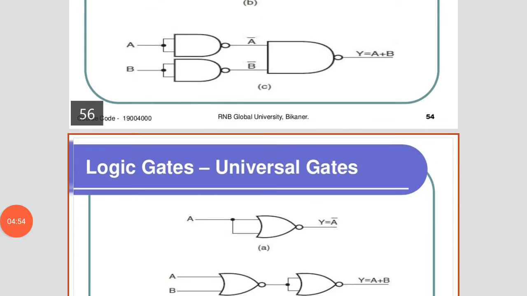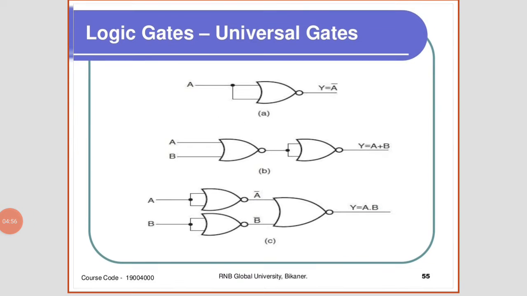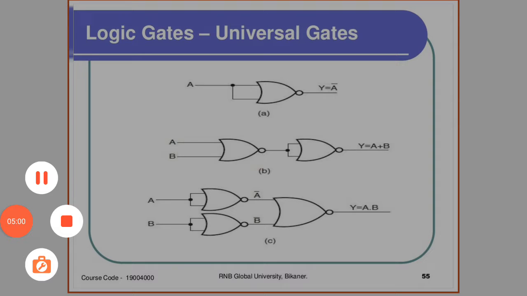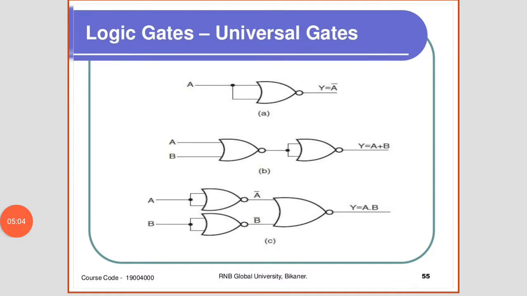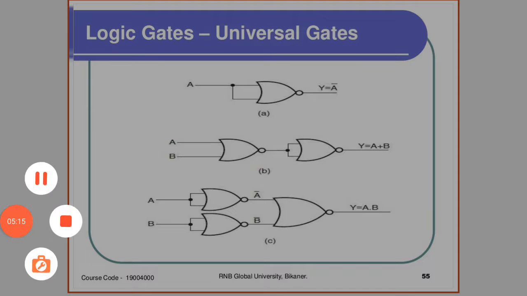After that, in the next slide, the first figure is a NOR gate having input A, output Y is equal to A bar. In the next figure, A and B both inputs are given to a NOR gate, and the output of that NOR gate is given to another input of a second NOR gate. So the output Y is equal to A plus B in figure B.